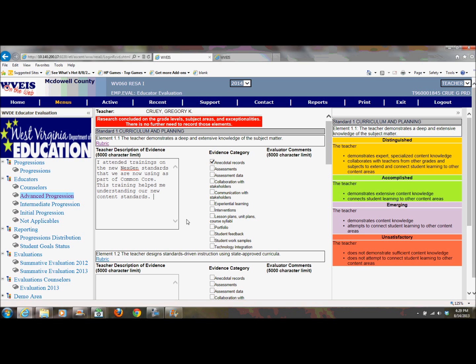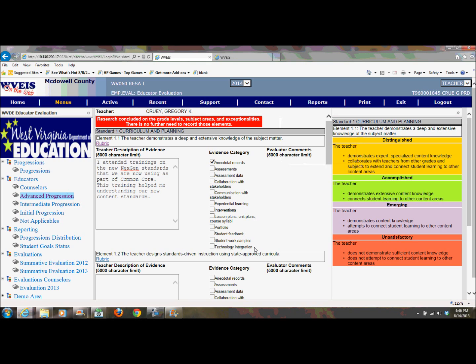There are a lot of categories through here that you can collect evidence in. You can show student work. You can show information about working with parents. You can show some sort of a portfolio. You can bring in things about technology integration. There are lots of areas that you can bring evidence in on.